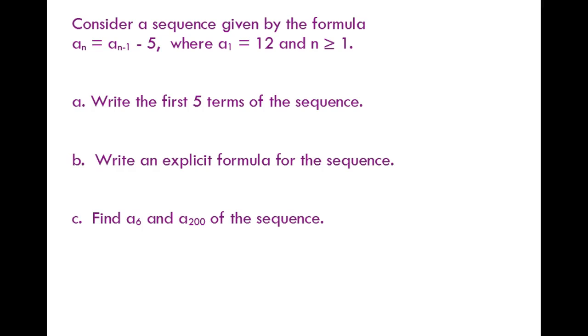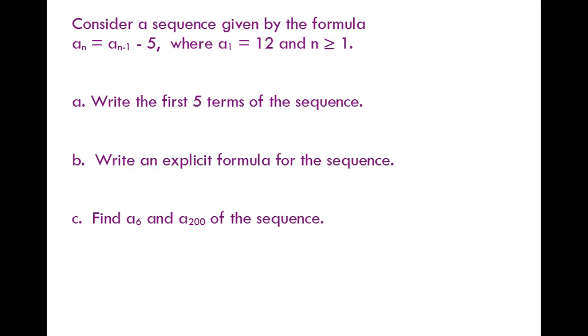Alright, let's see. We have another thing here. Consider a sequence given by the formula. So this time they're giving you the recursive sequence. A of n equals a of n minus 1 minus 5. Again, the way I don't like it as much, but that's okay, we'll deal with it. Where the initial term is 12, and n is greater than or equal to 1.